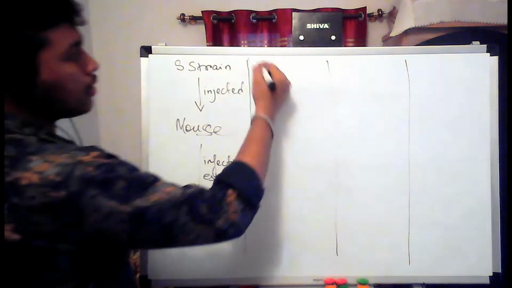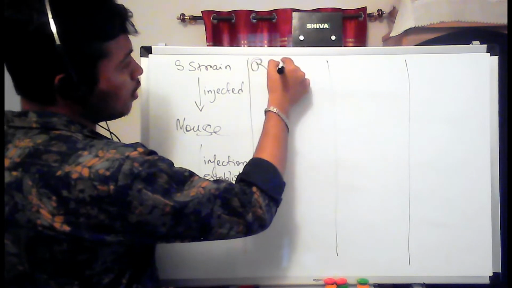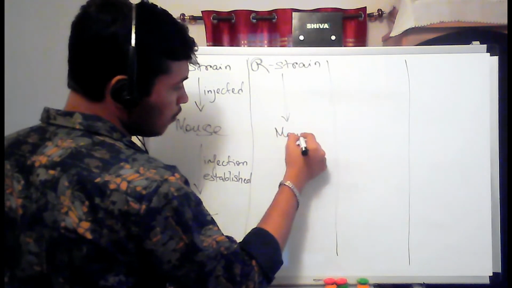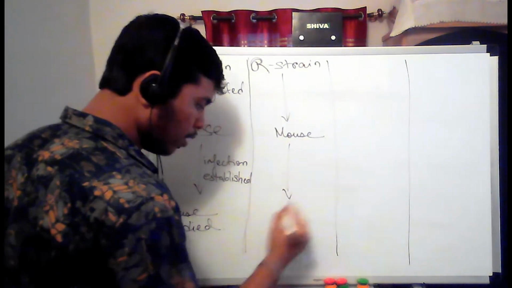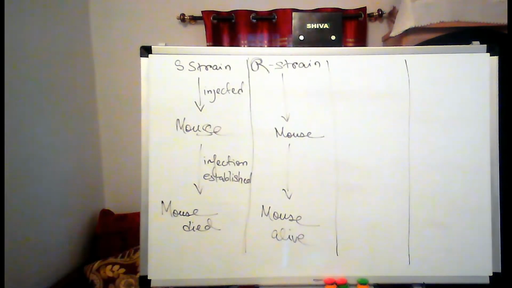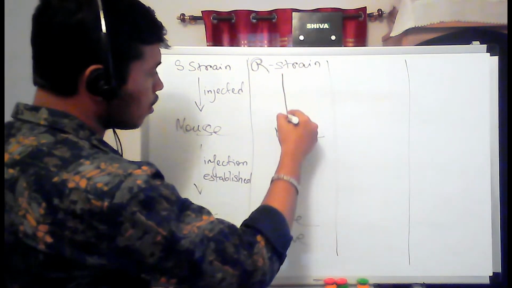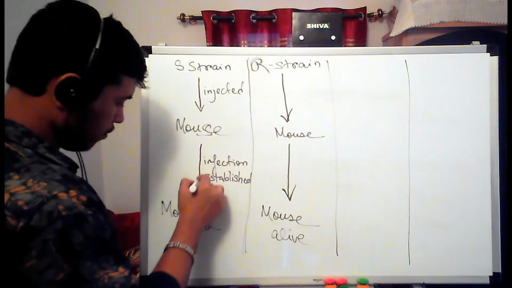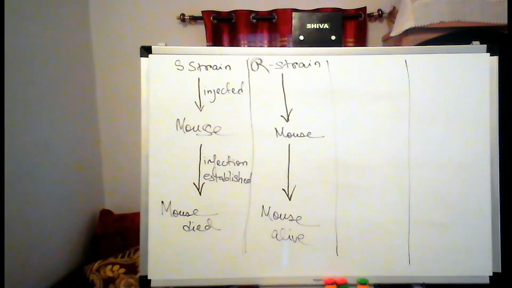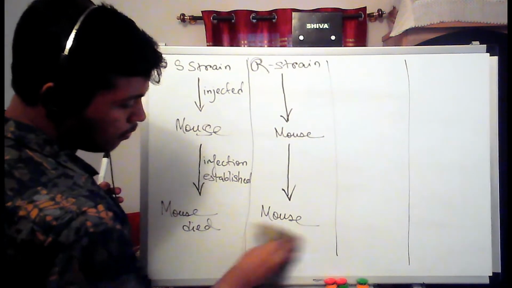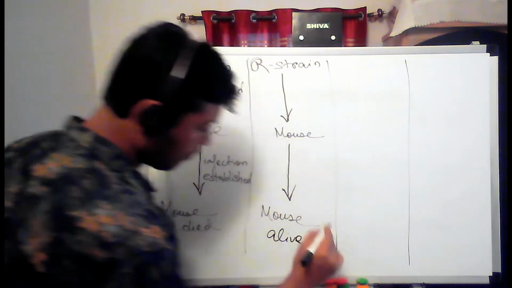Okay. Next up, he took the R strain and again injected it inside the mouse. Then the mouse did not die. Mouse was alive. Okay, I guess it's visible right now. Yes, it is. So the mouse was now alive. Mouse alive. Yep, it's visible.